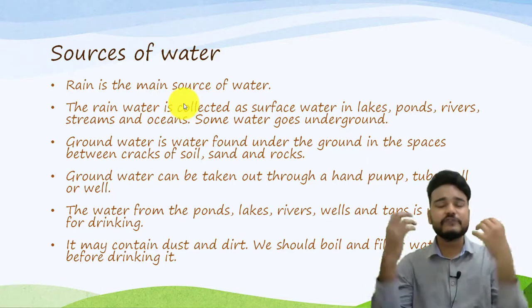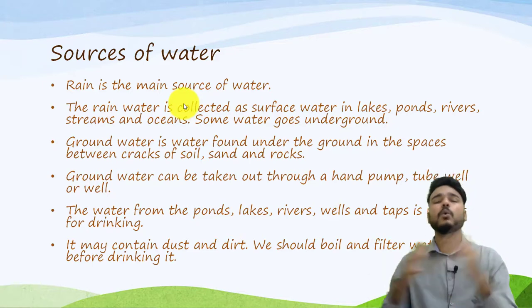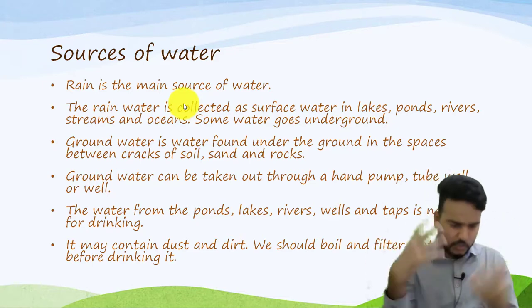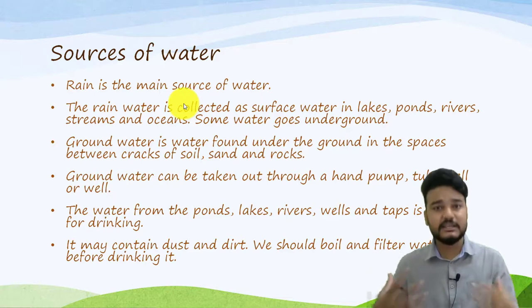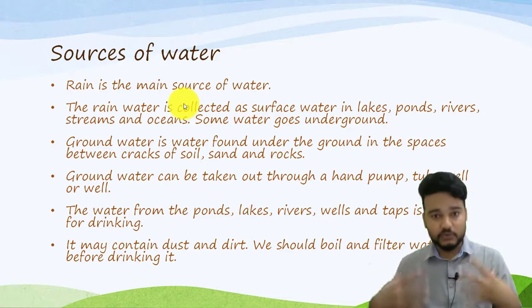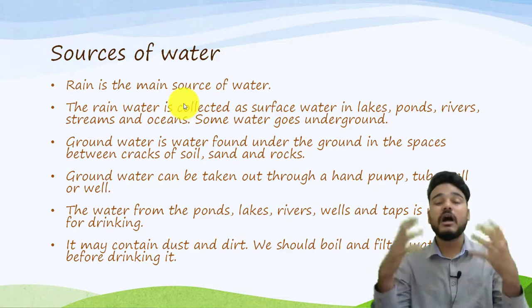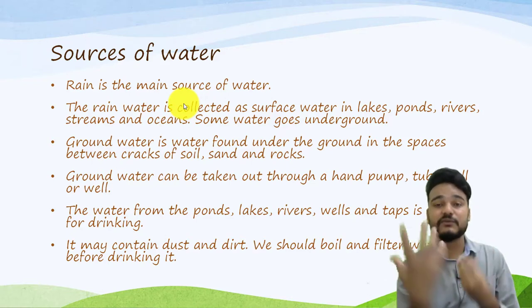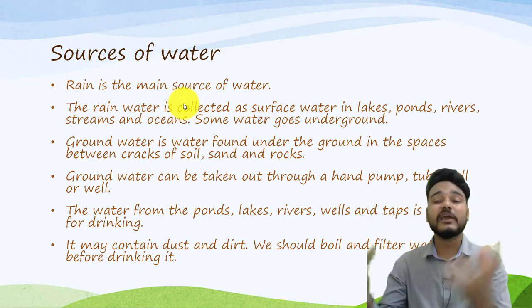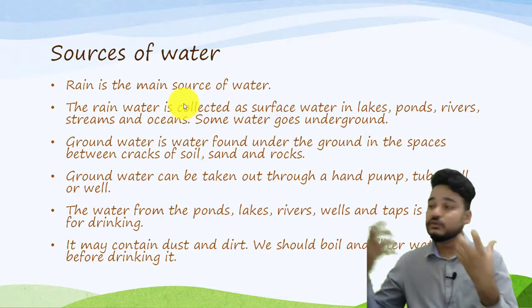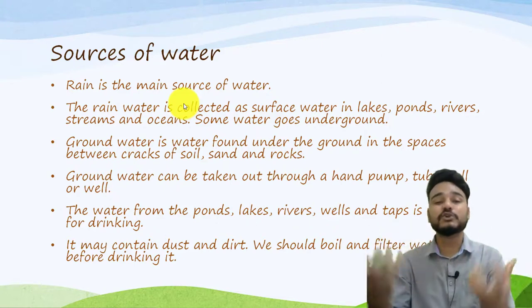Okay, when rain falls, जब बारिश होती है, water is being collected. हम क्या करते हैं? Water is being collected. हम तो collect करते ही है. As we are collecting the water, our earth also collected, our surface also collected water in lakes, in ponds, in rivers, in streams, in ocean.